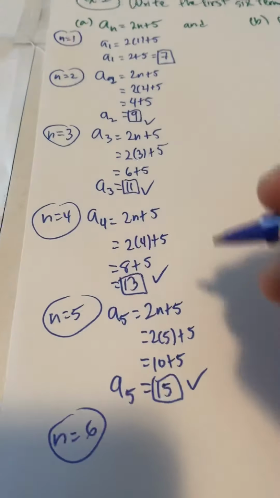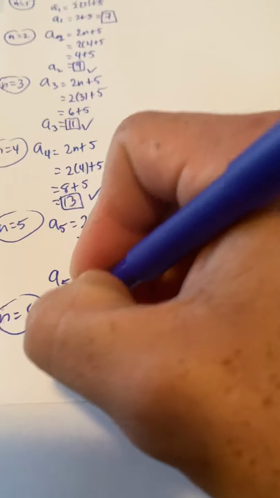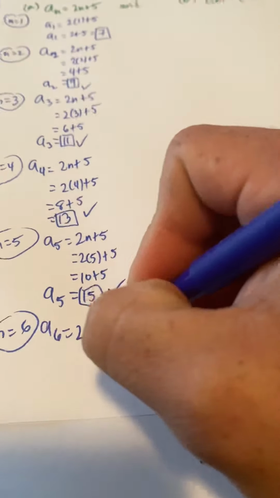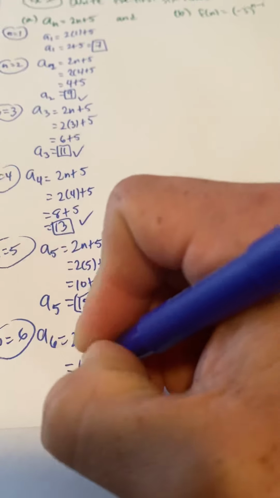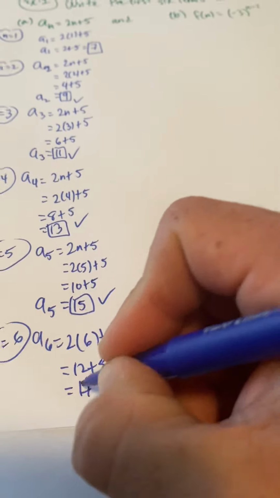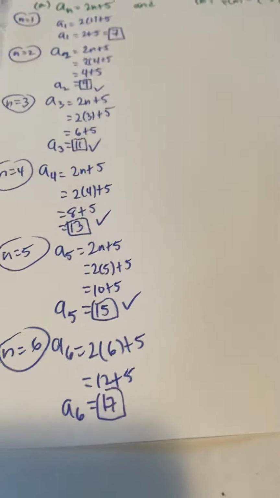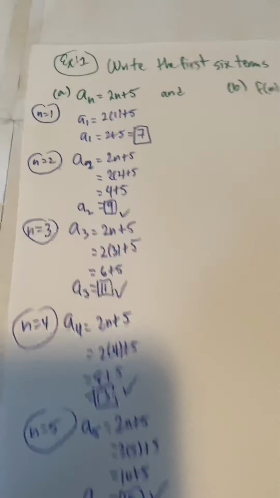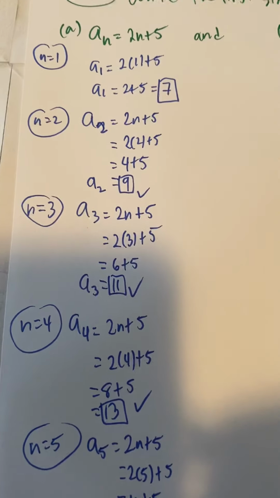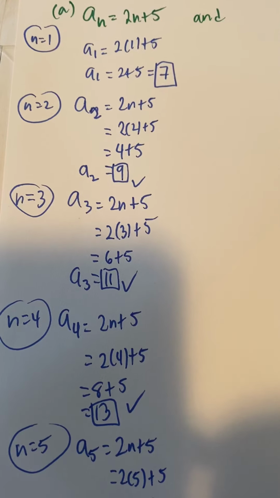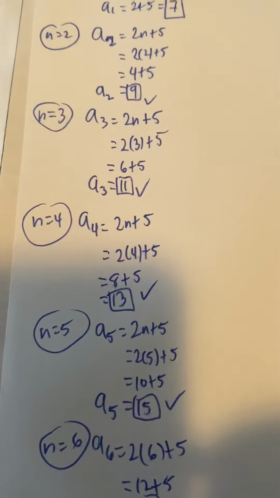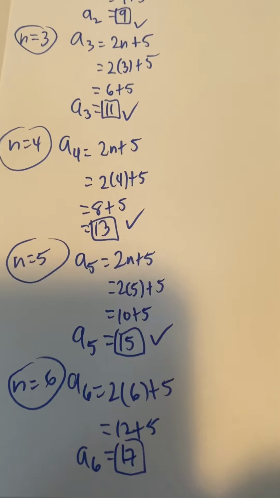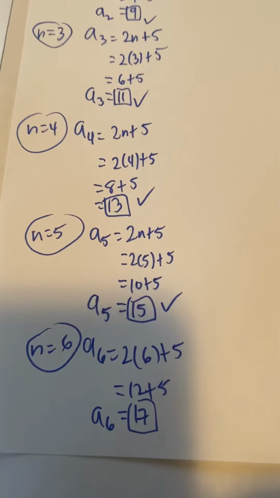You can continue showing your work for the last one. a sub 6 will give us 2 times 6 plus 5, which is equal to 12 plus 5, and that will give us 17. So a sub 6 is equal to 17. Look at that, you just found all 6 terms. n equals 1 is 7, n equals 2 is 9, n equals 3 is 11, n equals 4 is 13, n equals 5 is 15, and n equals 6 is 17. Now it's your turn. Go ahead and try this one before we do it together. Pause the video, and then we'll continue from there.